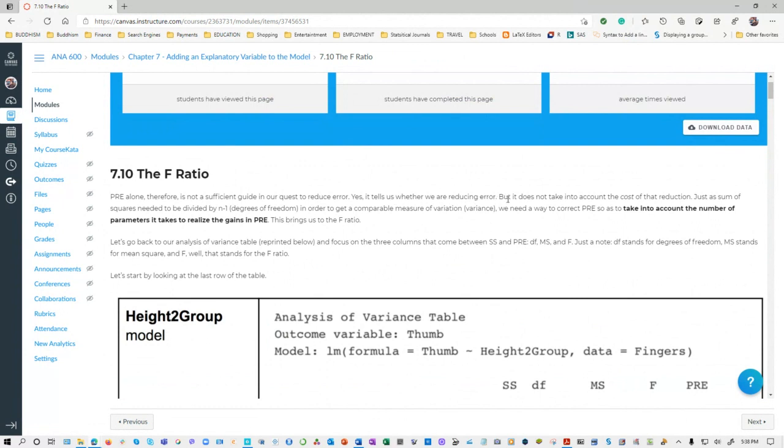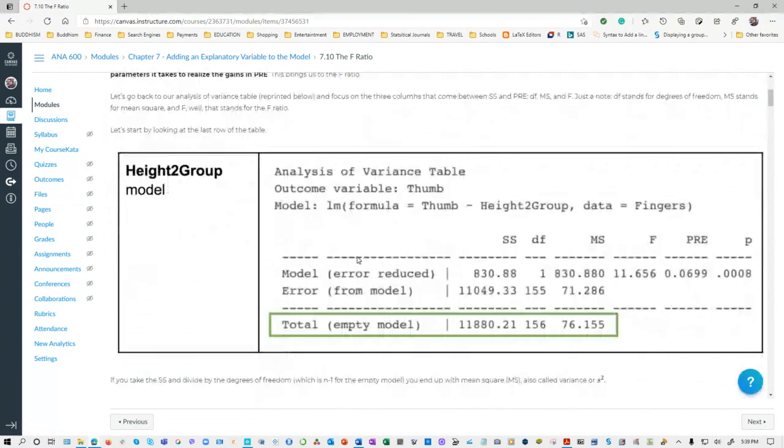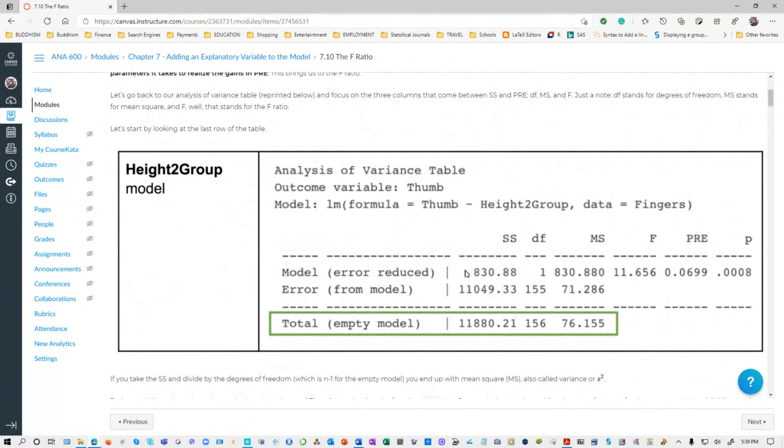Yes, it tells us whether we are reducing error, but it does not take into account the cost of the reduction. Just as the sum of squares needed to be divided by n minus 1 degrees of freedom in order to get a comparable measure of variation, we need a way to correct the PRE so as to take into account the number of parameters it took to realize the gains in PRE. In the PRE, you simply take into account the sum of squares only. They say the sum of squares alone is not enough; sum of squares should be divided by their own degrees of freedom to get the averages. See, like this average, this average.